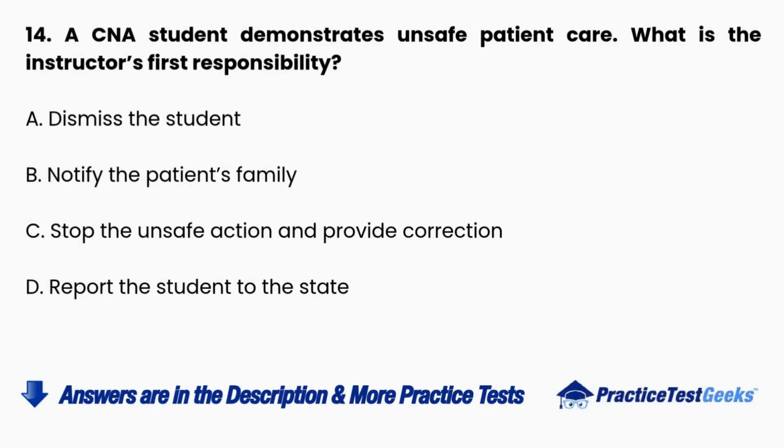14. A CNA student demonstrates unsafe patient care. What is the instructor's first responsibility? A. Dismiss the student. B. Notify the patient's family. C. Stop the unsafe action and provide correction. D. Report the student to the state.